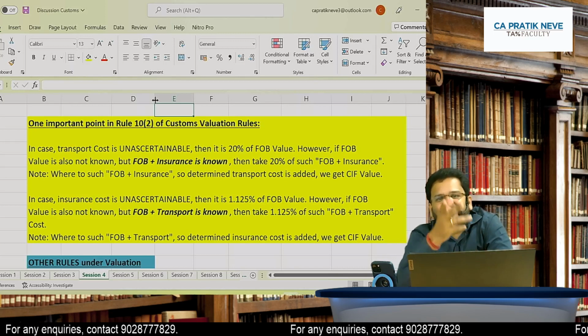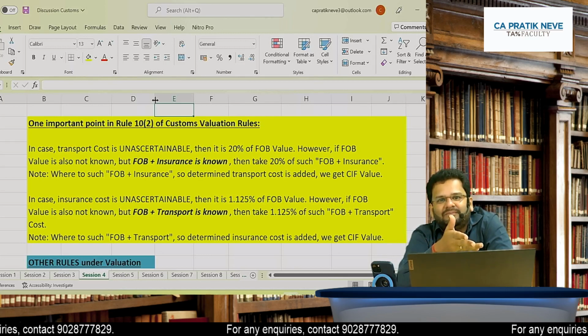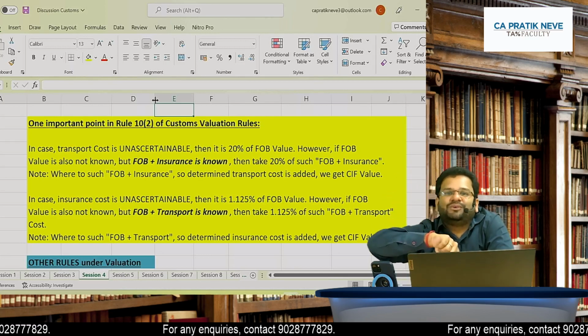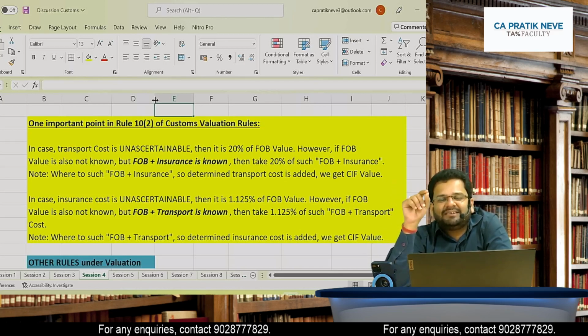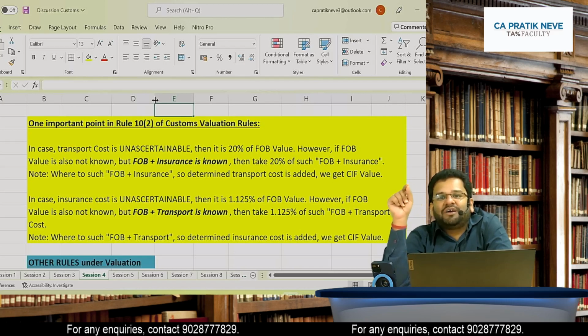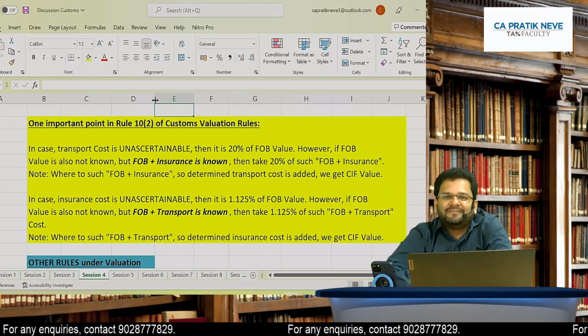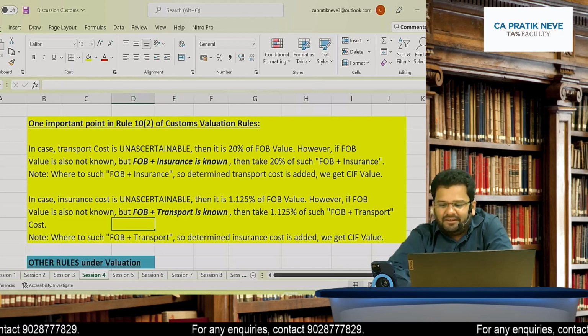And another case is that insurance is not known, FOB is also not known, but FOB plus transport is known. Now what you will do? You will take insurance as 1.125% of FOB plus transport. Clear? That I have given you here. Shall we go ahead?